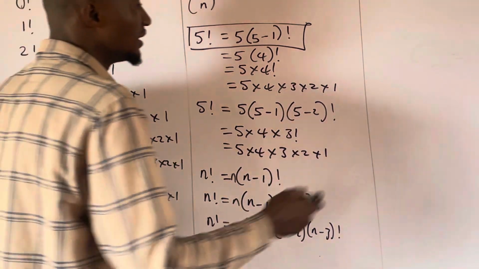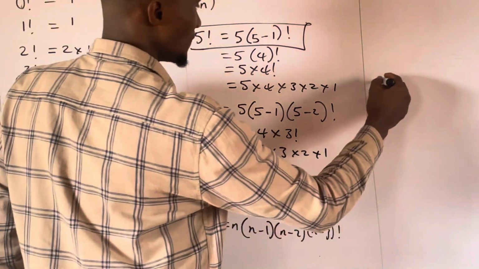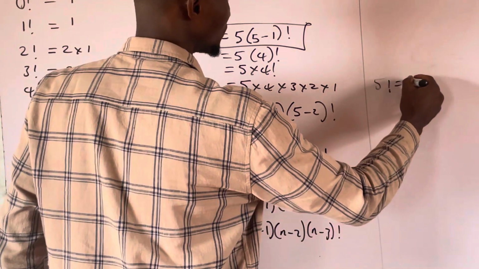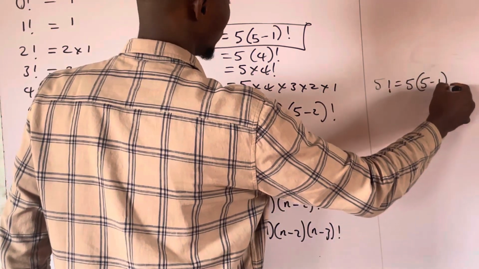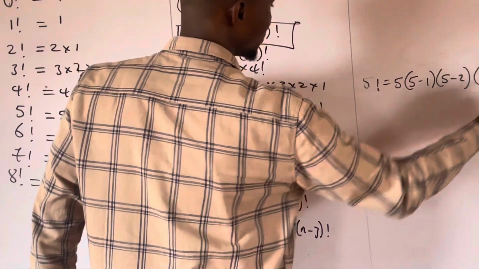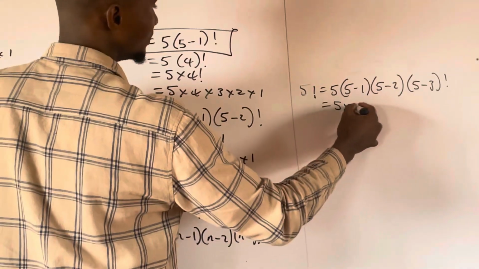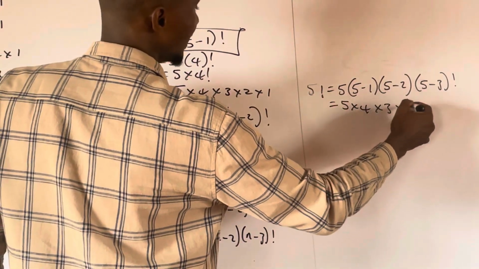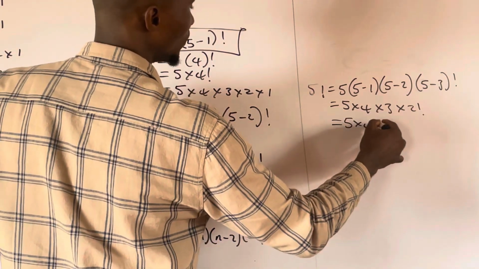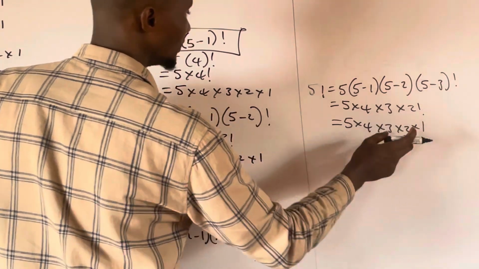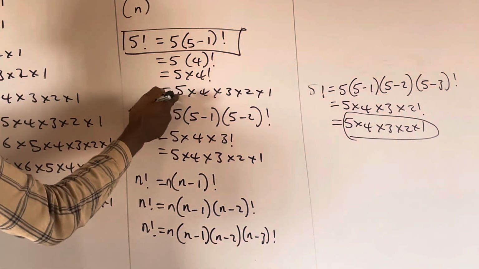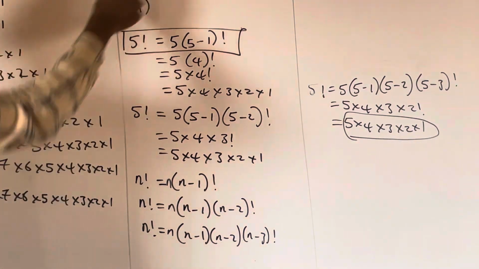What do I mean? Here now, trying to use this now. 5 factorial is equal to 5 into bracket 5 minus 1 bracket 5 minus 2 bracket 5 minus 3 factorial. So this will give you 5 times 4 times 3 times 5 minus 2 factorial. And this is the same thing as 5 times 4 times 3 times 2 times 1. This is the same as what we have here, also the same as what we have here, and the same thing as 5 factorial as we had it here.